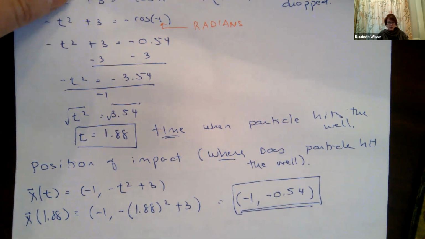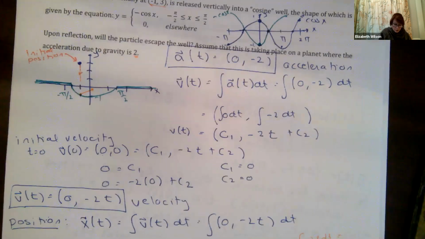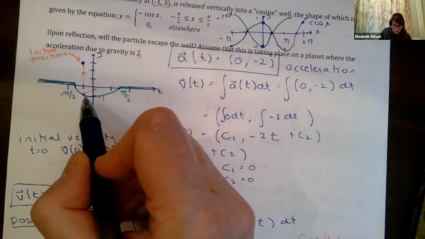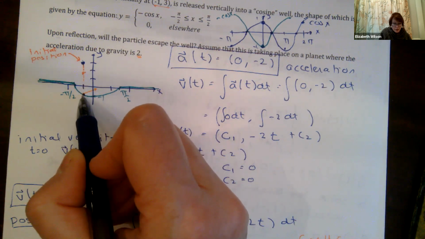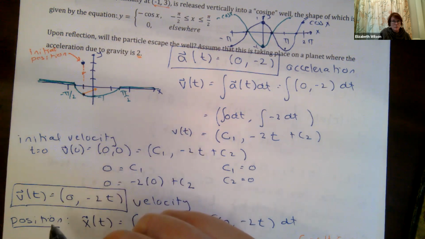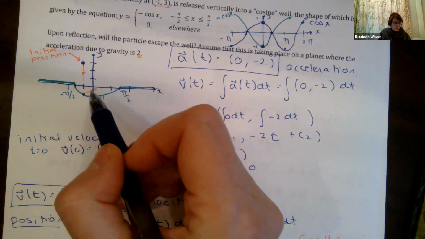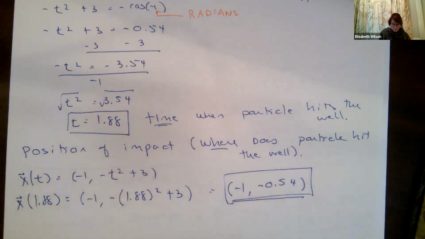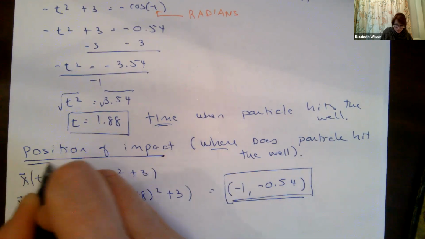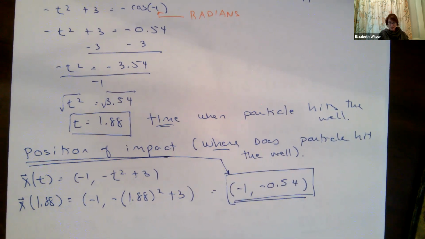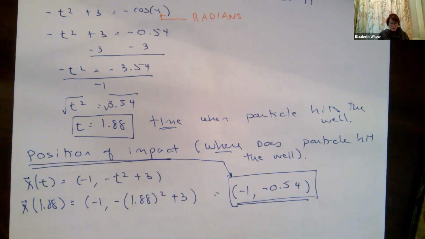So let's look back on my graph. Right, so it comes down here. So this is roughly, I didn't draw this very well to scale, but this right here, it's -1 because we're dropping it straight down. This here on my y-axis is -0.54. Okay, so this gives us the position of impact. We found the time when it happened. We used the time to figure out the position. That's good. All right, now we've got that.